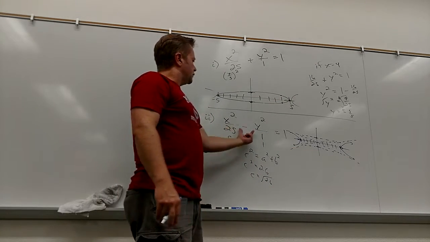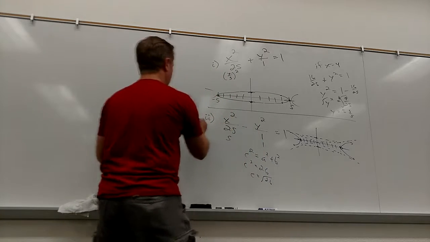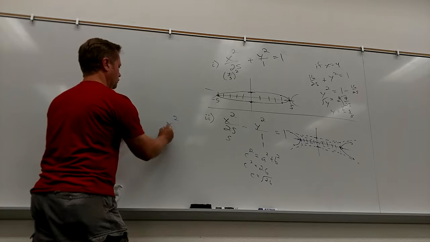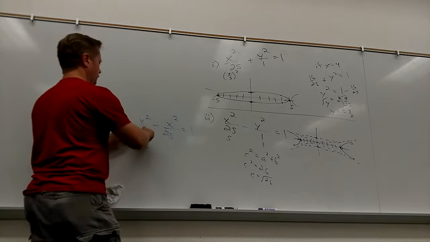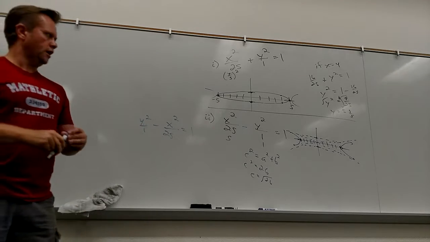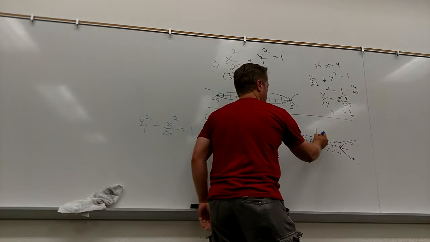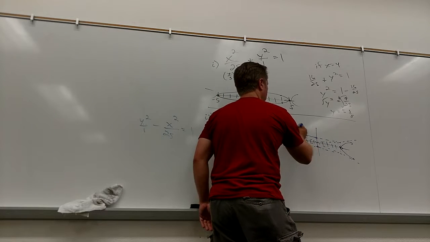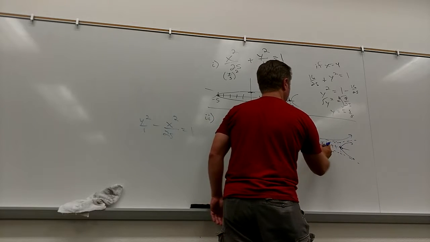Now what would have been different if the equation would have been x squared over 25 plus y squared over 1 minus x squared over 25? So the y squared would have been positive. All this work would have been valid, except now these would be the points, and look how wide this is going to be.